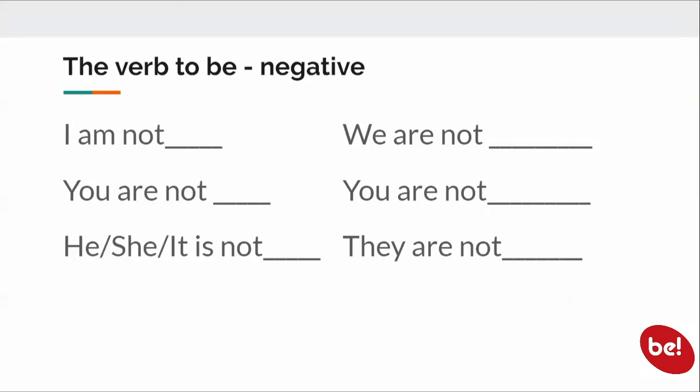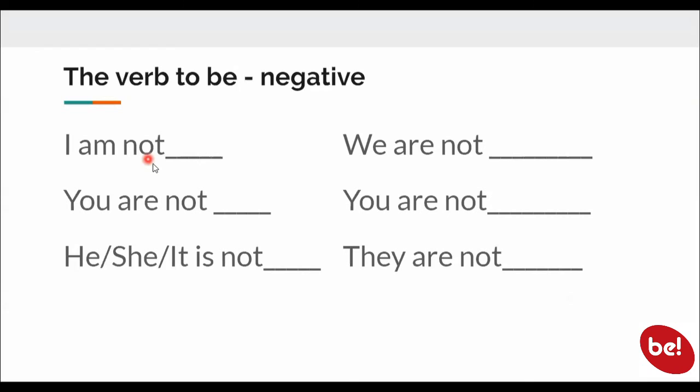So when we're talking about the negative for the verb to be, we simply take the example that we had for the positive, I am, you are, and we add not. Okay, so that's how we make it negative. So we say, I am not, you are not, he, she, or it is not, we are not, you are not, and they are not.